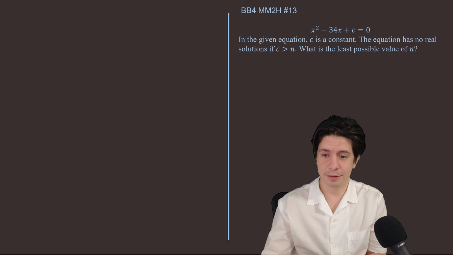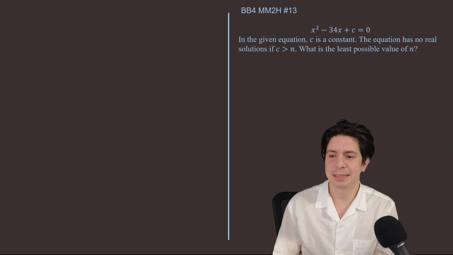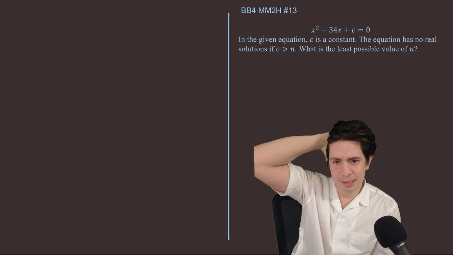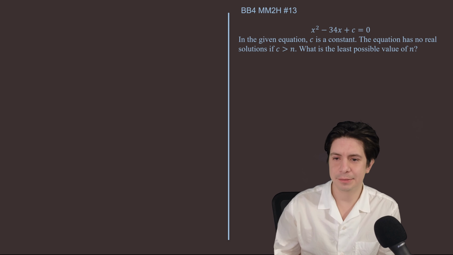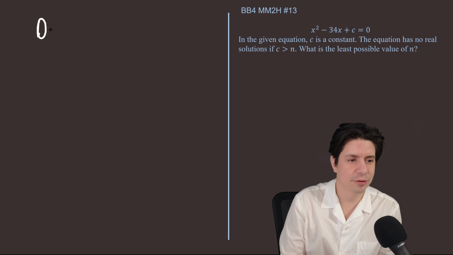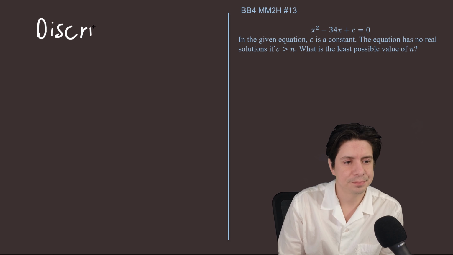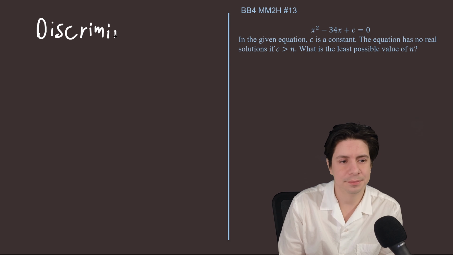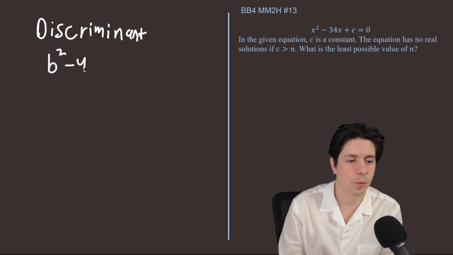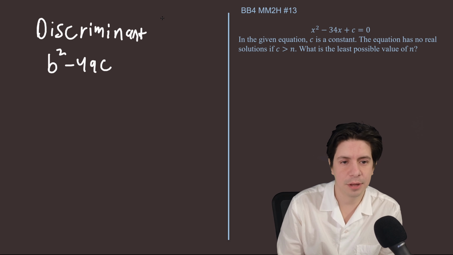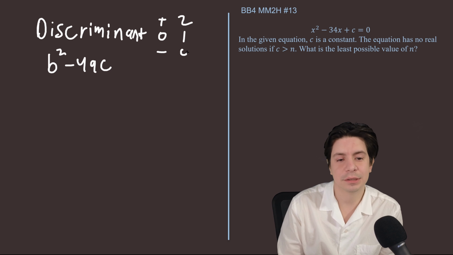All right, more than halfway through now. In the given equation, c is a constant. The equation has no real solutions. If c is greater than n, what is the least possible value of n? Okay, so this is all about the discriminant, which I believe will come up one other time on this section. Discriminant is the inside part of the square root in the quadratic. So that is b squared minus 4ac. When it is positive, we have two solutions. When it is 0, we have one solution. When it is negative, we have 0 solutions.